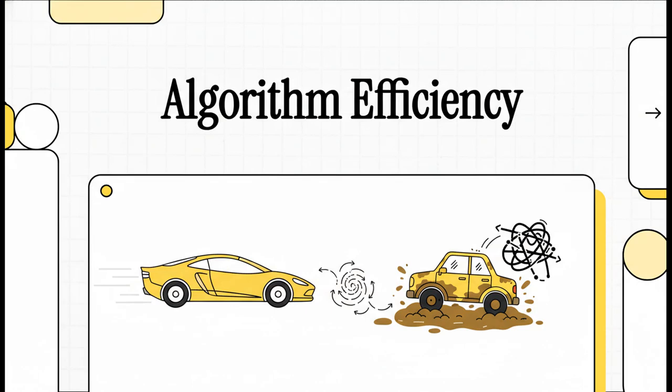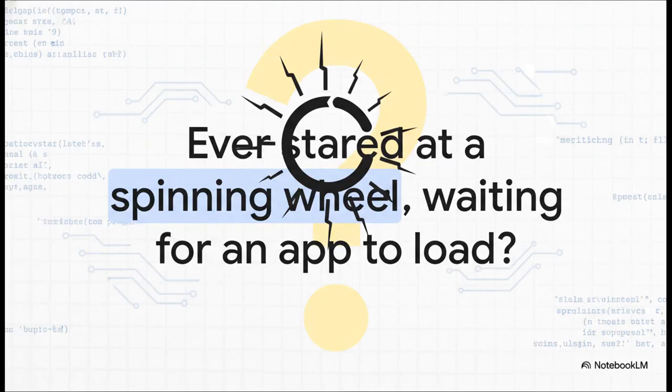Have you ever wondered why some apps on your phone feel lightning fast, while others feel like they're just stuck in the mud? Well, today, we're going to peek under the hood at the engine that drives that speed. It's all about something called algorithm efficiency. Let's get into it. You know the feeling, right?